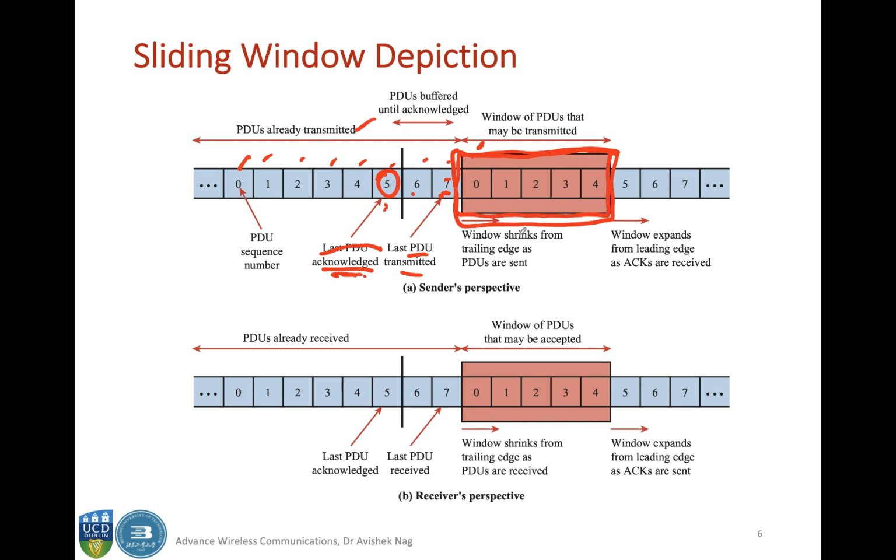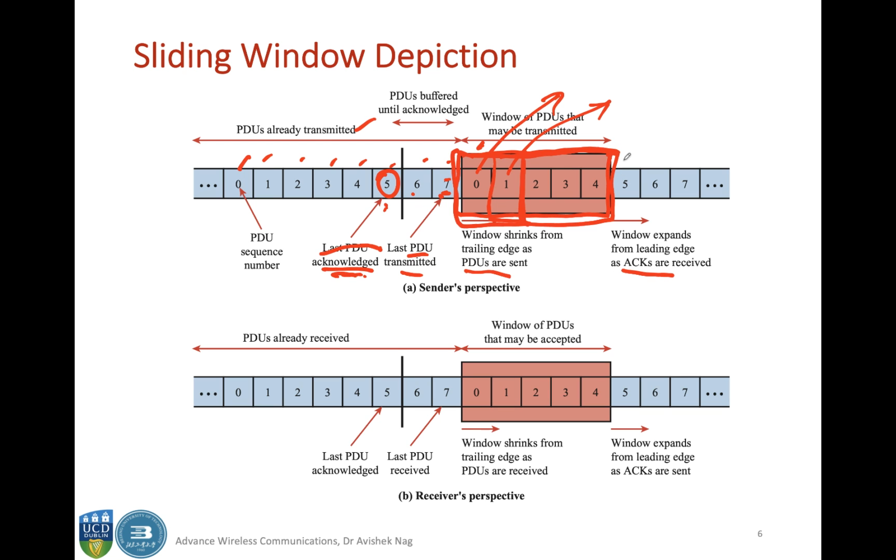Now the window shrinks from the trailing edge as PDUs are sent. So let's say right now the window size is this. Now if you send this PDU, then the window size shrinks to this. If you send this PDU 1, then the window size shrinks to here. And similarly, the window expands from the leading edge as acknowledgements are received.